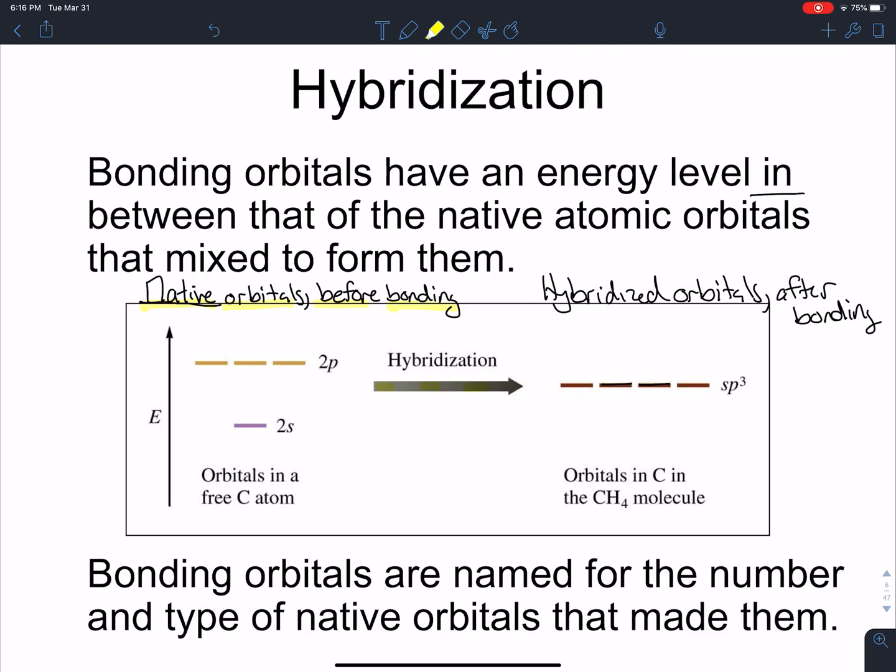These are the original orbitals we expect in a carbon atom. Let's remind ourselves of what they are, right? There's a 2s, it has 2 electrons in it, and there's a 2p, it has 2 electrons in it. That is the native configuration for carbon. Well, how does that change when carbon is going to form a bond?